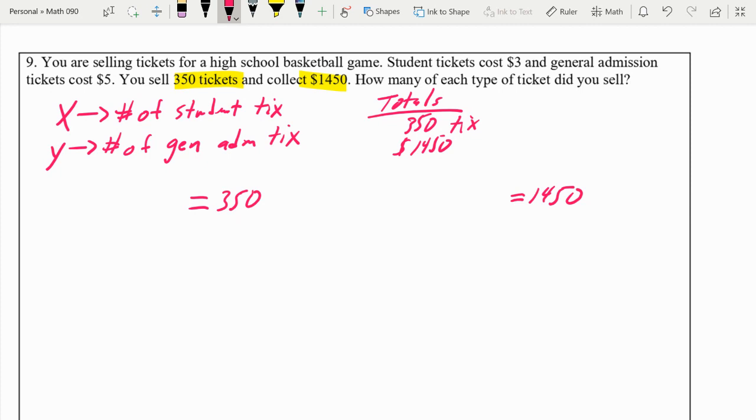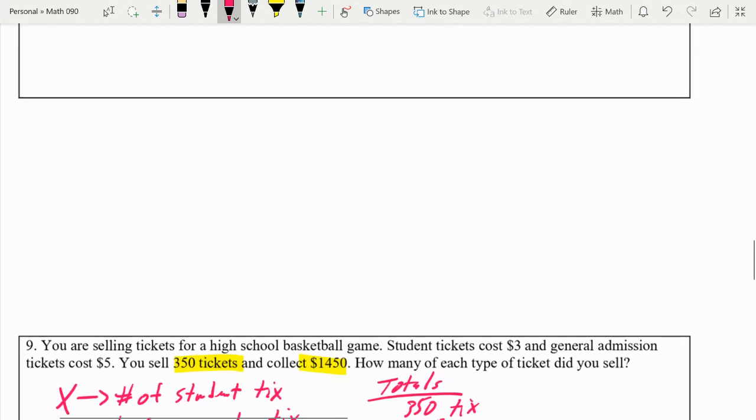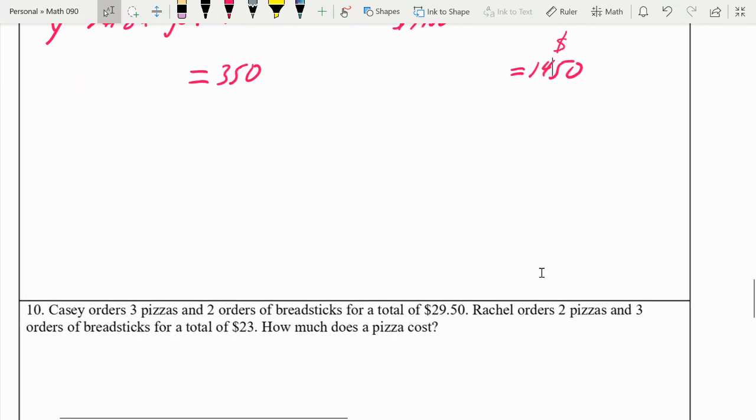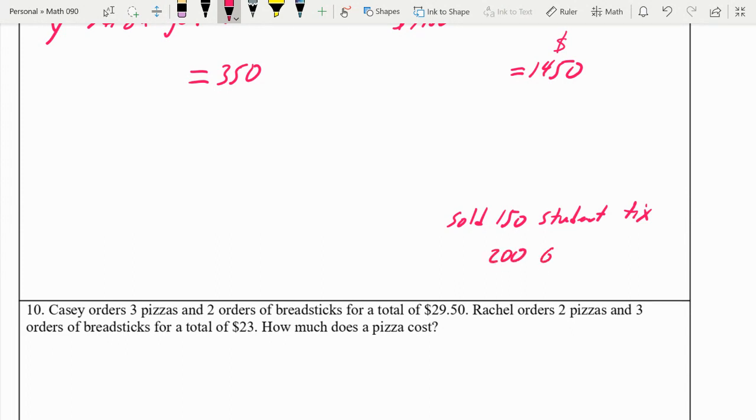I want you to think about this. Remember, this one is with dollars. Think about what we did right here for the dollar amounts. So in this case, you sold 150 student tickets and you sold 200 general admission tickets.